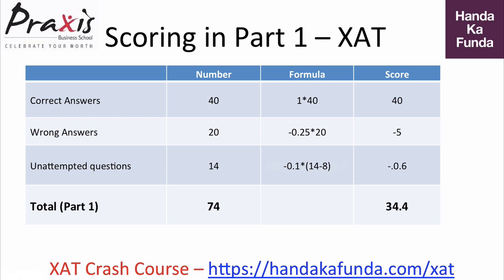On the other hand, let's change those numbers a little bit. 40 correct, 20 wrong, and 14 unattempted. For 40 correct, you get 40 points. For 20 incorrect, 5 are deducted. And for the 14 unattempted questions, 14 minus 8. So 8 skipping is allowed. Beyond that, there were 6 questions that you skipped beyond the ideal. So that means there will be minus 0.6 that will be deducted for it. And your overall score will be 40 minus 5, 35 minus 0.6, which is 34.4.